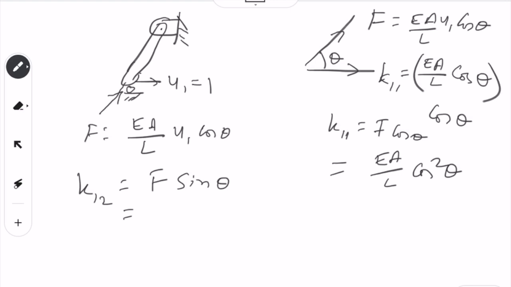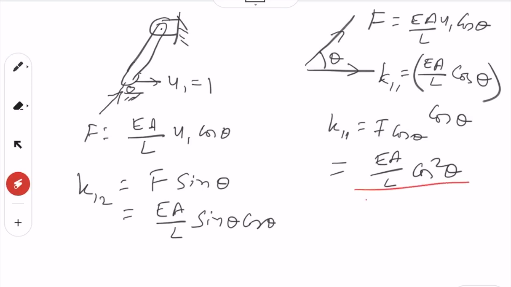So K12 becomes EA over L sine theta cos theta. Yeah. So we have one cos square theta, we have sine square theta. Okay, now others are very easy.